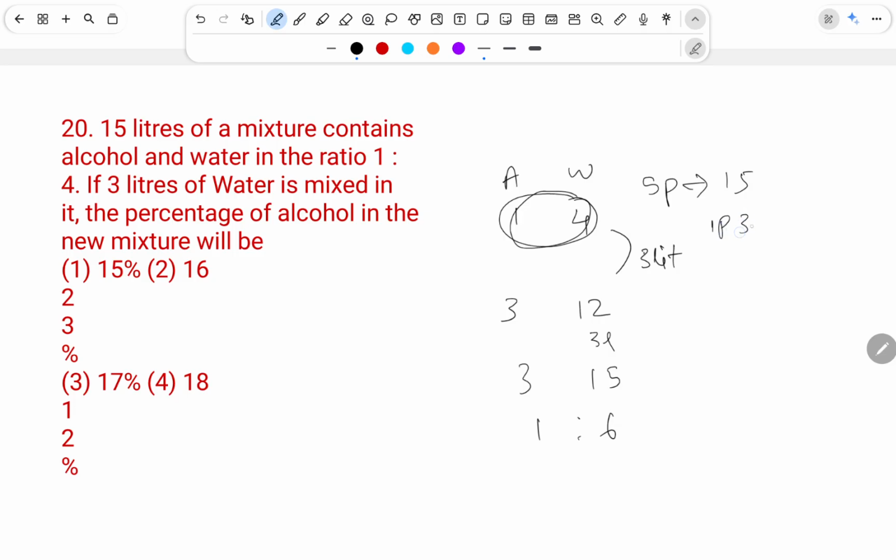1 part is 3 liters. You see that we are adding 3 liters, which means 1 part. 1 part of water is added, so 1 is to 4 now becomes 1 is to 5. But this is actually 5. Now they are asking alcohol in the new mixture. Alcohol is 1 part. This is water. Total mixture is 6 parts. Alcohol is 1 part into 100 will be 16 2 by 3.